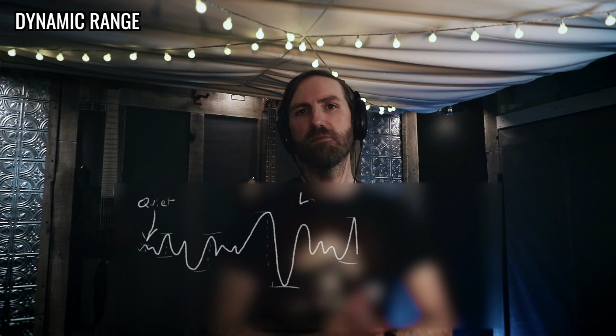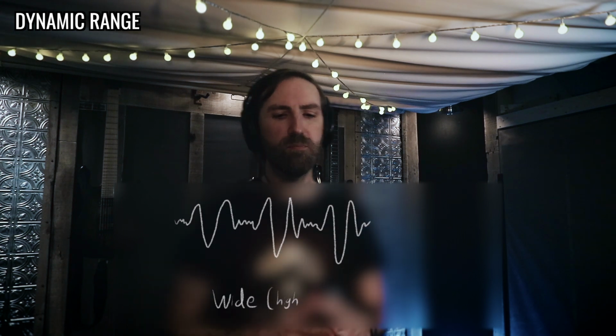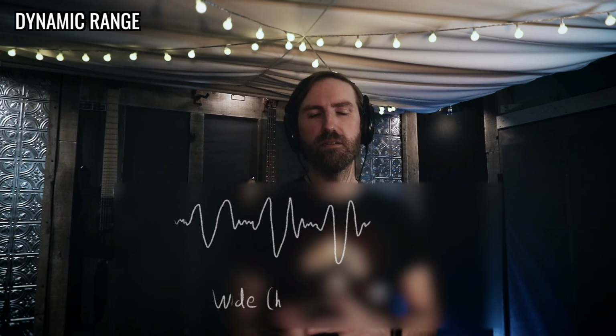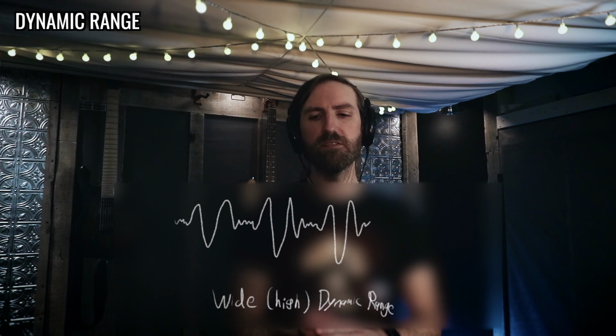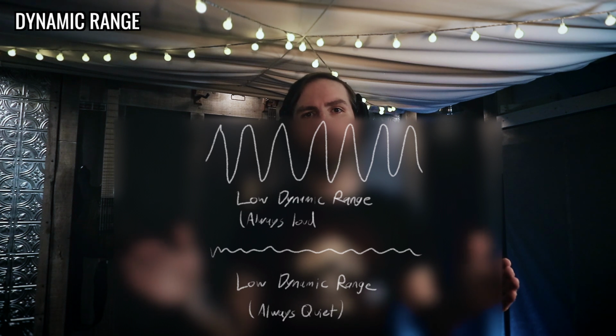Any audio recording is going to have a certain amount of dynamic range. This just means the difference between quiet and loud parts. That's it. A signal with a wide or high dynamic range would be something like classical music where the quiet parts are really quiet and the loud parts are really loud. Death metal would be like the opposite because it's just all loud all the time because why not?